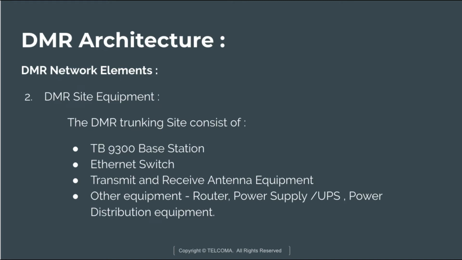Next, there is also a TB9300 stand-alone node which is used as a fallback node. It takes control of the site when it discovers that the site has lost connectivity to the network. It means there are two 9300 base stations. One is working and the other works as a stand-alone. If the active 9300 base station is disconnected from the network, then the stand-alone base station will work. Next is the antenna equipment. Antenna equipment includes receive multi-coupler equipment and transmit combiner equipment. All these elements are mounted in a rack, having a standard 19-inch rack or cabinet.